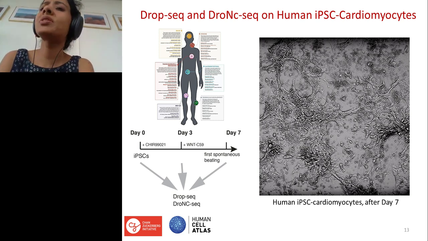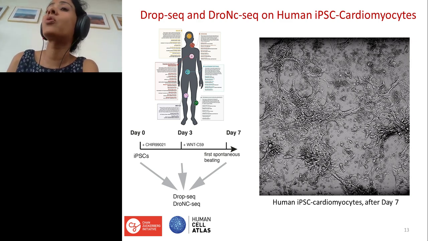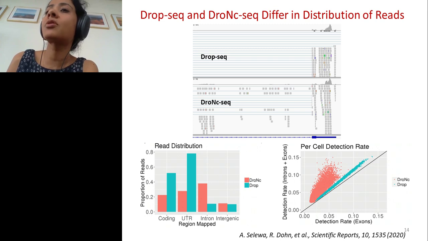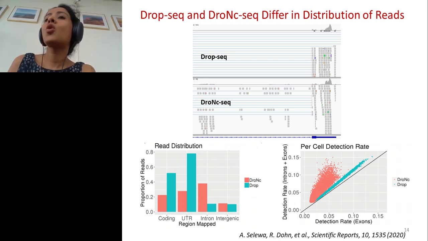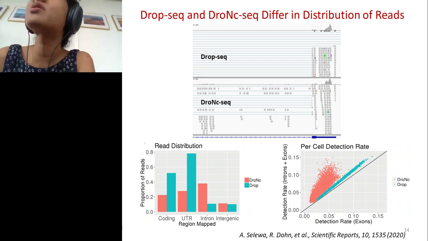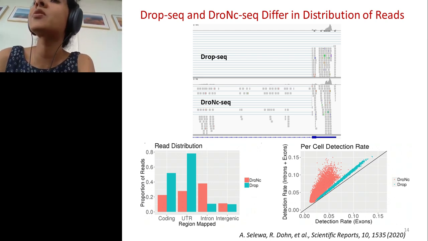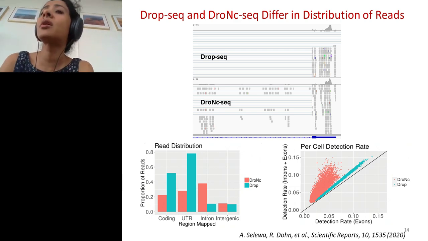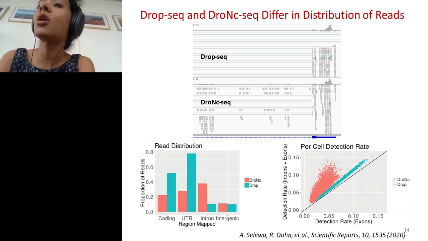And we sampled by using both Drop-seq single cell and Drop-seq single nuclei. One of the things to note here again is that there are a lot of intronic reads in the single nuclei data that are not present in the Drop-seq data, and that is because we are working with mature RNA in one versus pre-spliced RNA in the other.